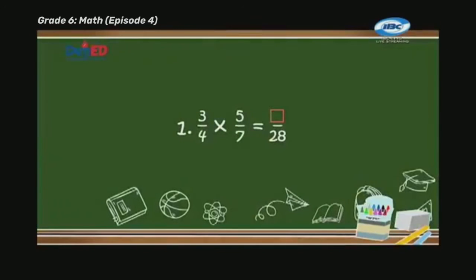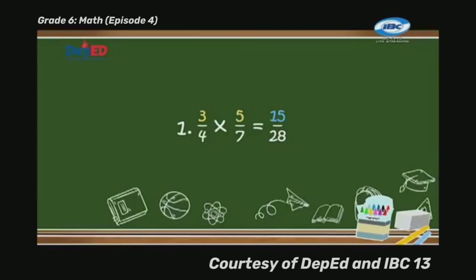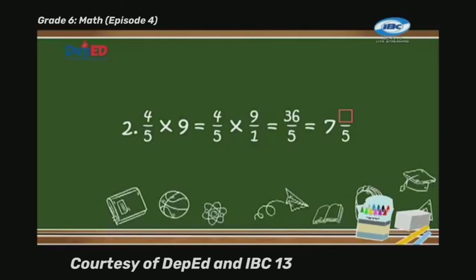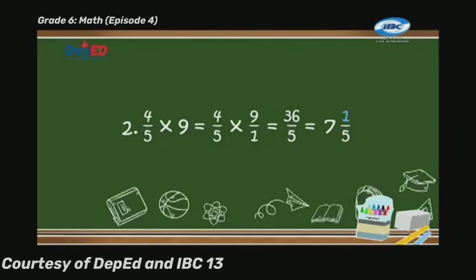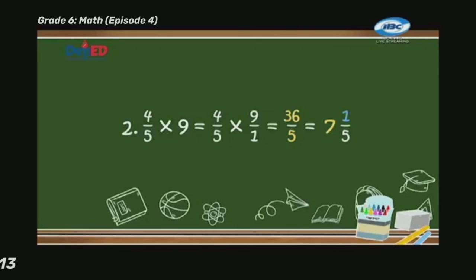Let us check your answers. Number 1. The answer is 15. Multiplying 3 by 5 equals 15. Number 2. The answer is 1. Change 36 fifths to a mixed number. 36 divided by 5 becomes 7 with a remainder of 1. So, 36 fifths is equal to 7 and 1/5.